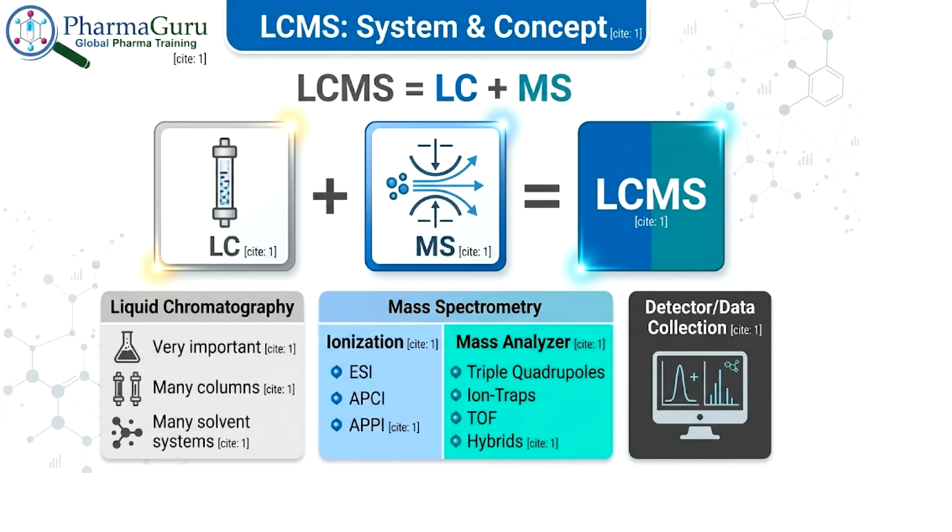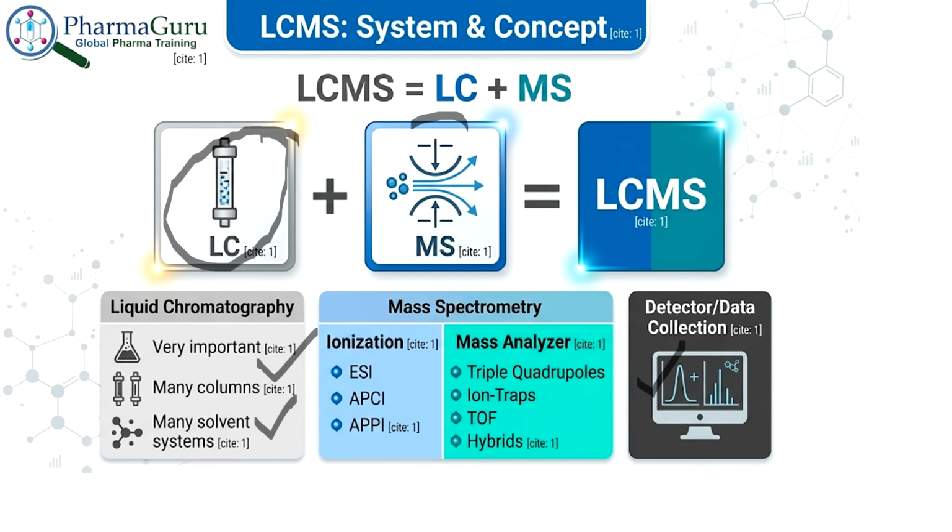LC-MS flow diagram. LC represents HPLC. It is responsible to separate each components from the sample mixture. It is very important for better separation. You can use many columns with different column chemistry. You can use many mobile phase with different solvent composition. HPLC contains several components like pump, detector, HPLC column, etc.